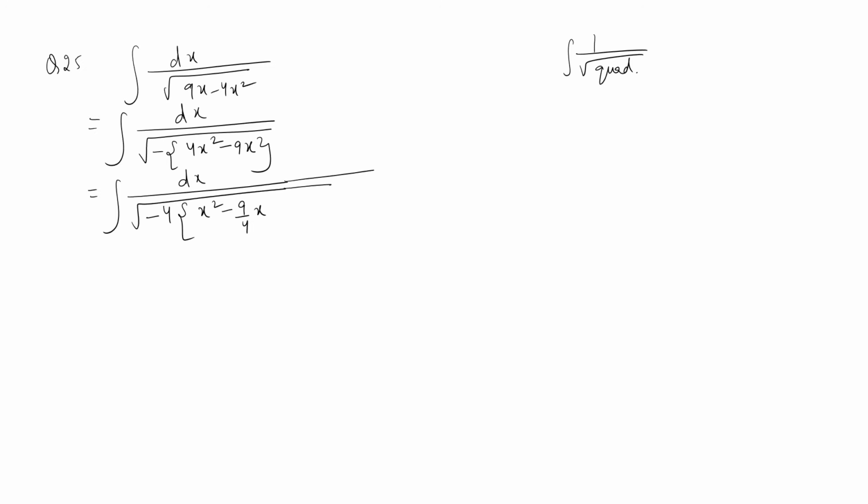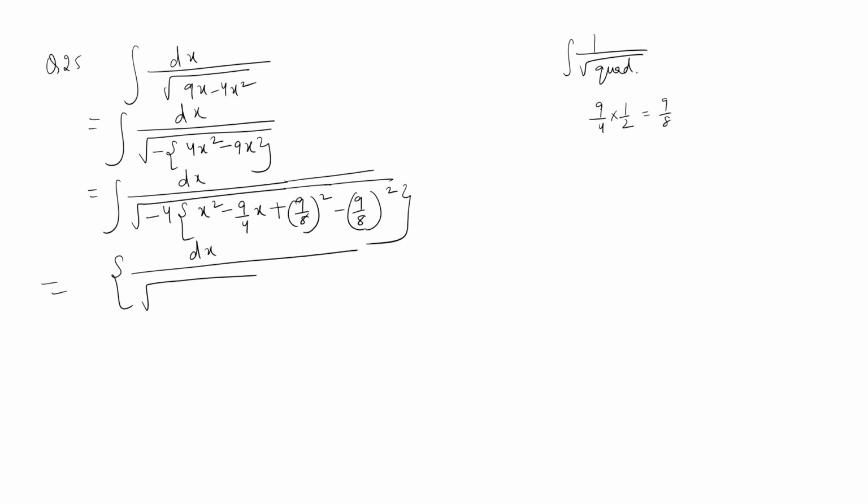Now let us add half of the square of the coefficient of x and subtract it. So 9 by 4, its half is 9 by 8. So I need to add the square of it and subtract the square of it, right? We don't have any constant term here, so this term is finished. So it is integral dx upon minus 4 into x minus 9 by 8 whole square, minus 9 by 8 whole square, right?